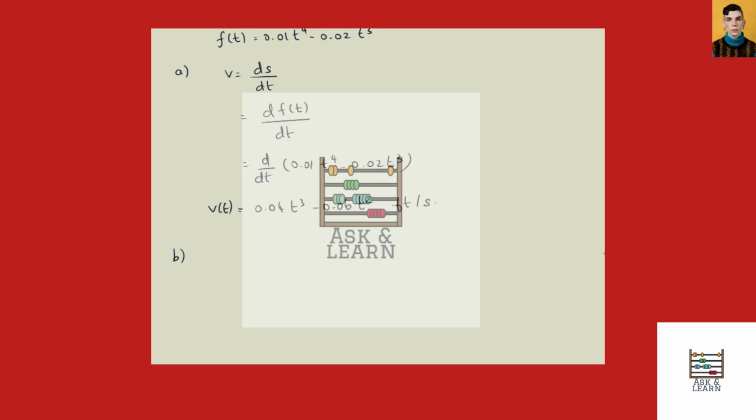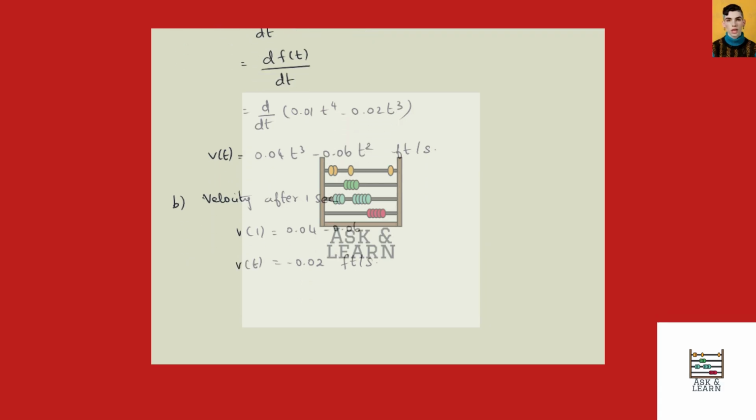And then we have to find the velocity after 1 second, so here we have to substitute t equal to 1, such that v of 1 equal to 0.04 minus 0.06, hence the value will be minus 0.02 feet per second, which is the velocity after 1 second.